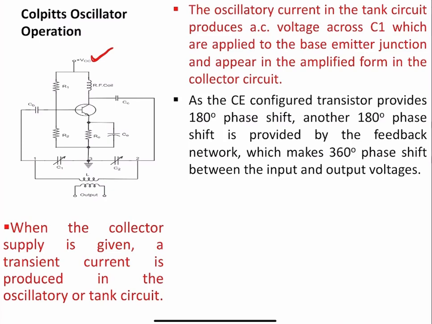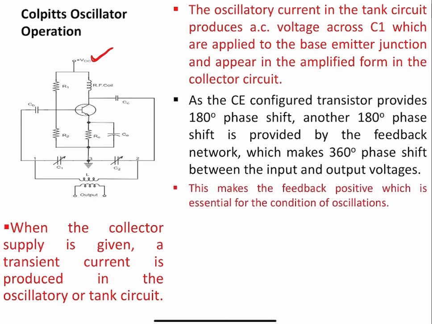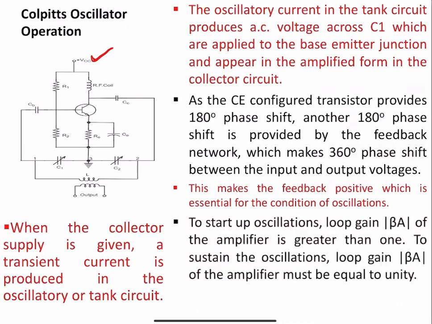The total phase shift around the loop must be 0 degree or 360 degree to get sustained oscillations, so that it makes positive feedback, which is a necessary condition for oscillation. Now to start the oscillations, initially the loop gain of the amplifier must be greater than 1, as we already discussed, and to get sustained oscillation, the loop gain of the amplifier must equal unity. This is one of the conditions of the Barkhausen criteria for sustained oscillation.